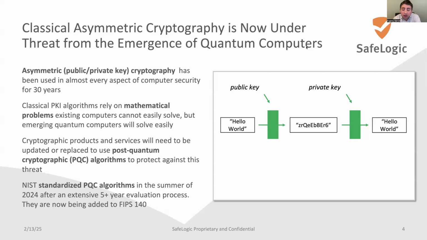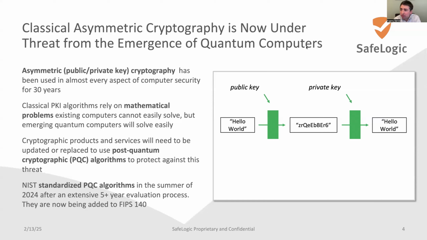As a matter of fact, the National Institute of Standards has been running a competition for over 7 years to find quantum resistant replacements for algorithms like RSA, elliptic curves, and so forth. Just last summer, they standardized the first three algorithms. So there's been one key encapsulation mechanism, essentially for key exchange, and two digital signature algorithms. And the process is still continuing because NIST is continuing to look for additional quantum resistant algorithms as well. But this is a pretty big deal.